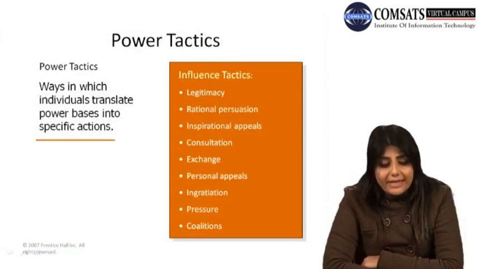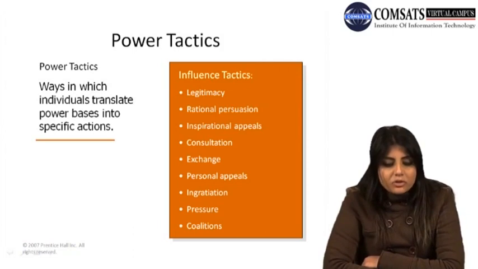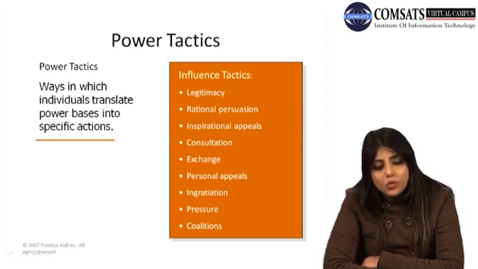There are a number of power tactics that the manager or that an individual can use. So the power tactics are the ways in which individuals translate the power bases into specific actions. The first one is legitimacy.